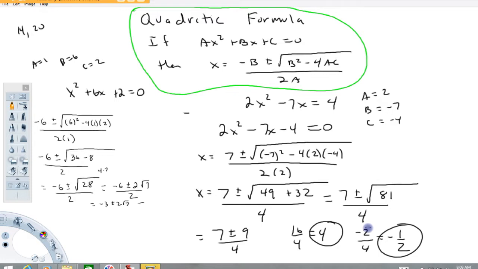So again, the purpose of this video is to demonstrate how to apply the quadratic formula. I hope that this helps you out.